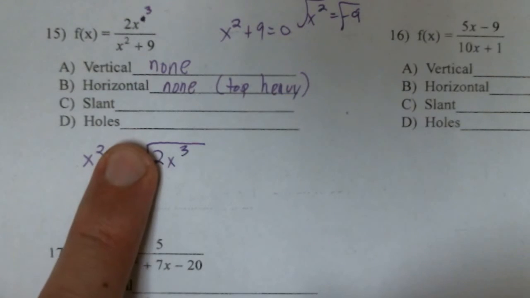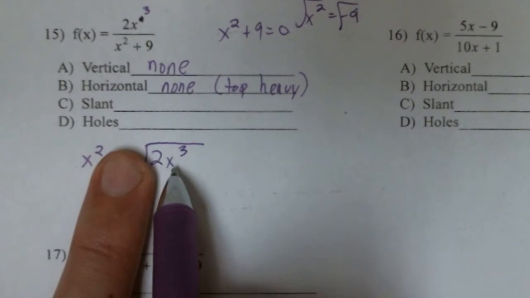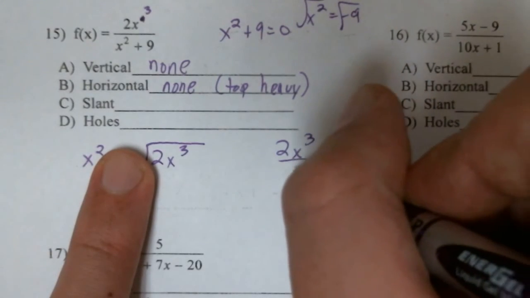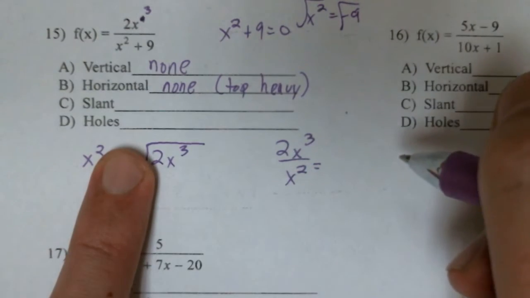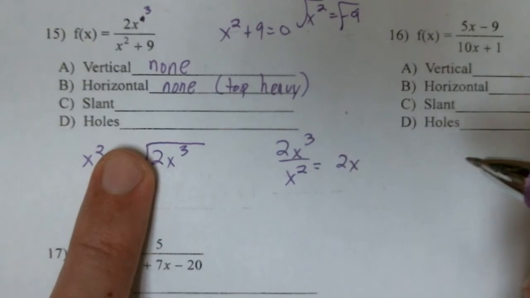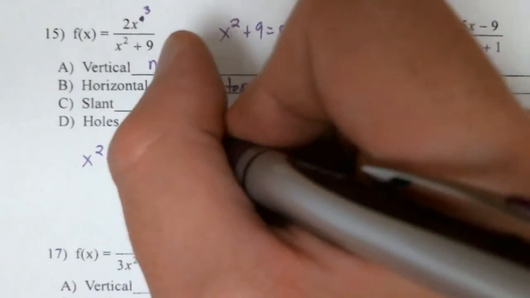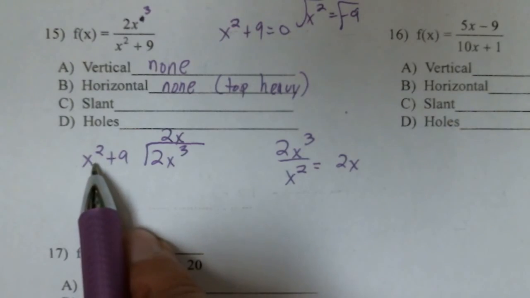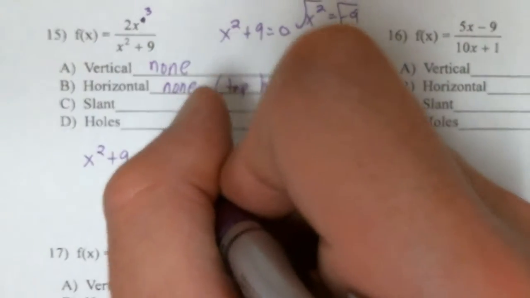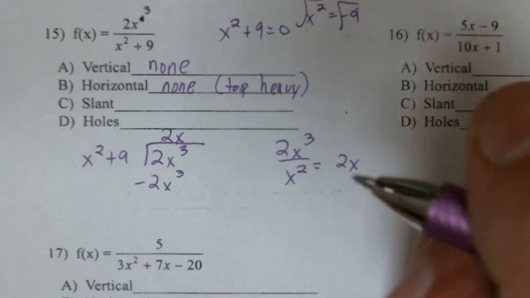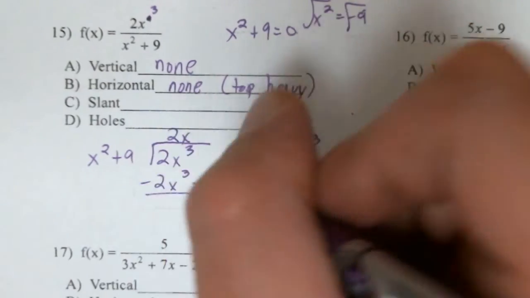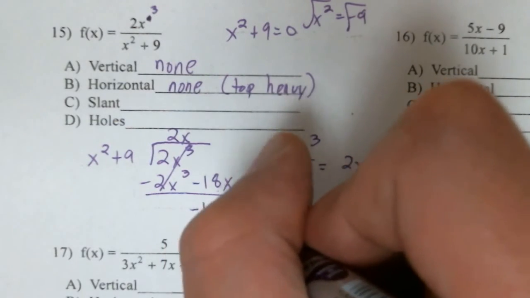Okay, I don't care about the 9. How many times does x squared go into 2x to the third? Or in other words, 2x cubed divided by x squared equals what? Okay, that's going to be 2x. So on top I'll have a 2x. You got to go back and multiply. 2x times x squared is our 2x to the third, but then I taught you to do what? Change the sign. And then 2x times 9 is 18x, but we change the sign. Those cancel, and I'm left with negative 18x.